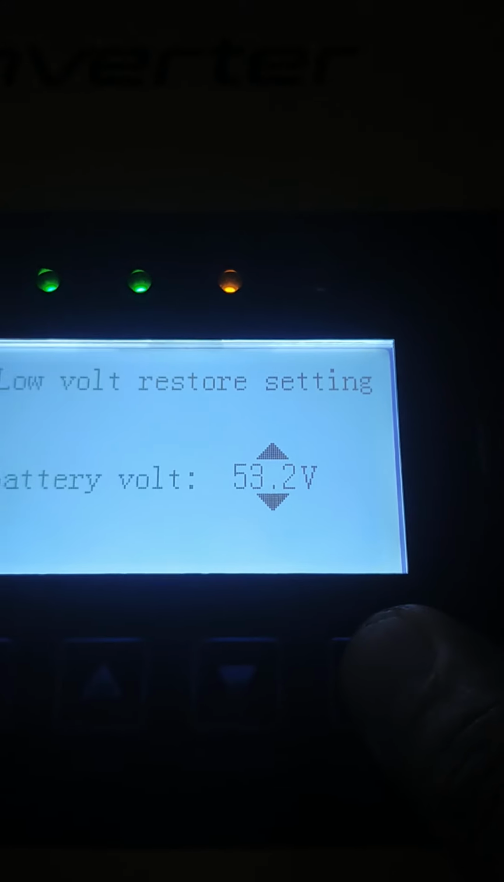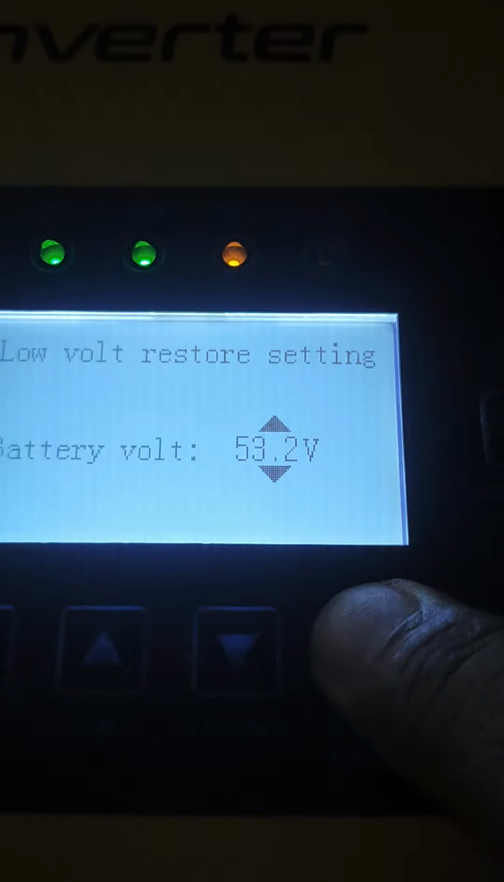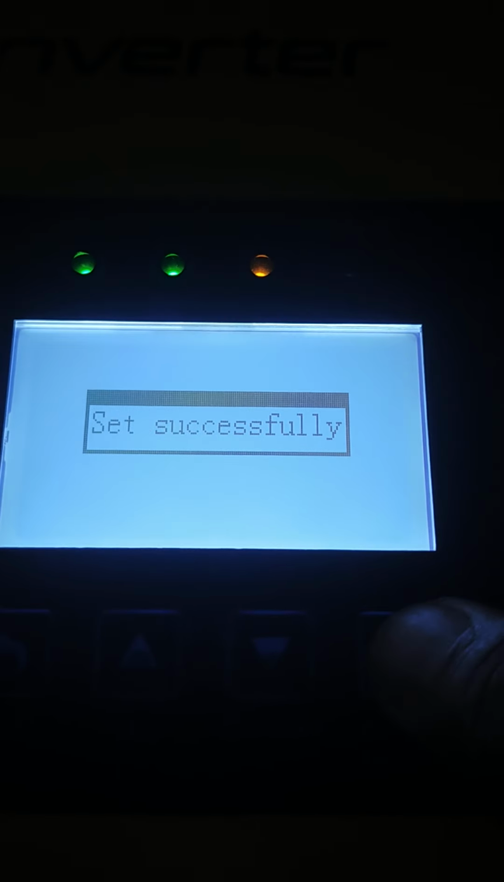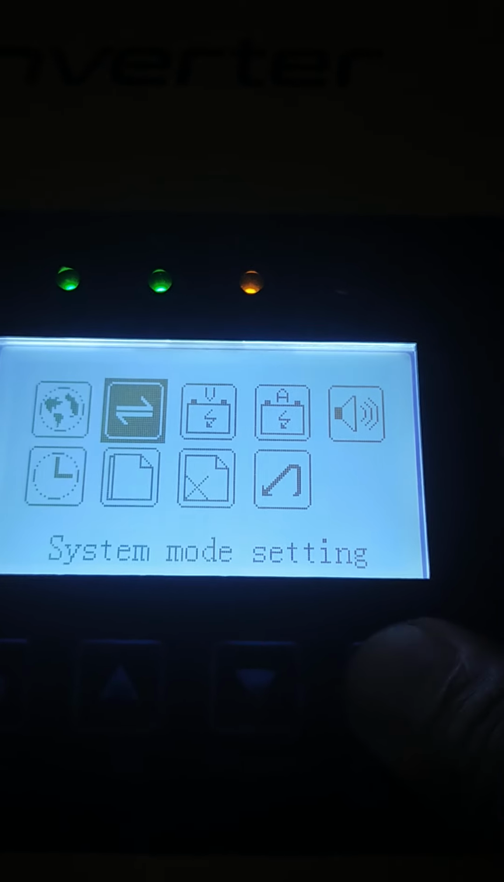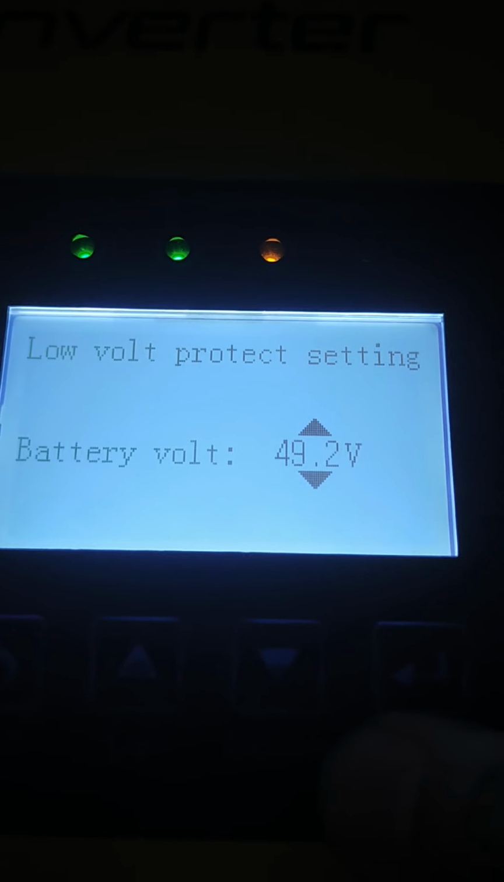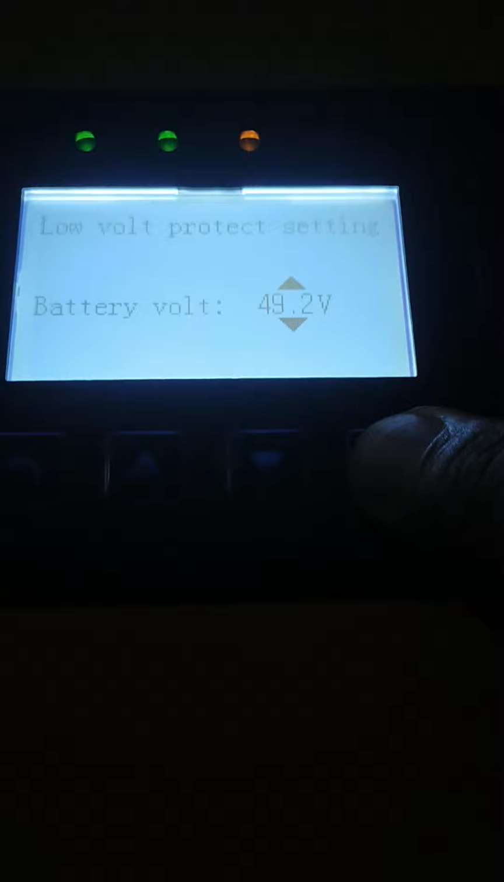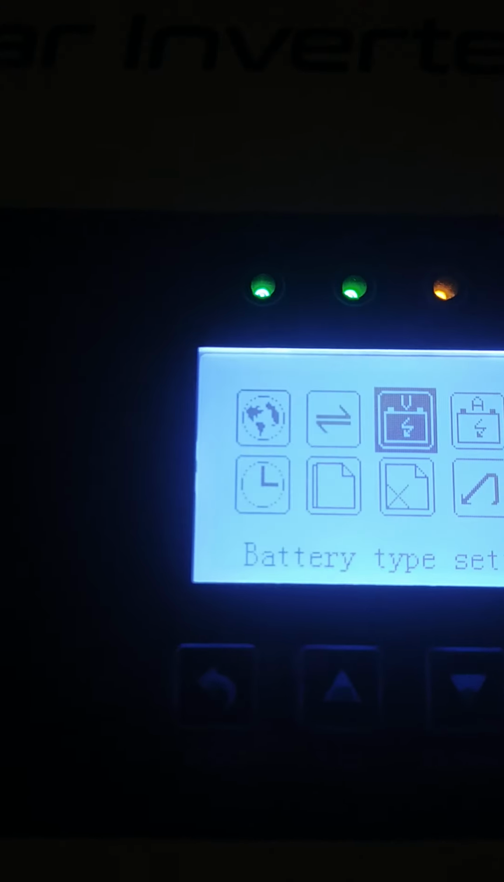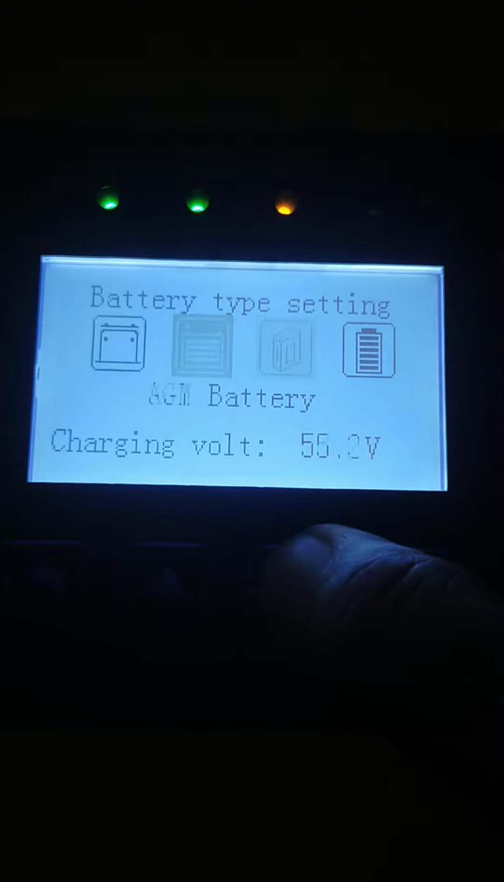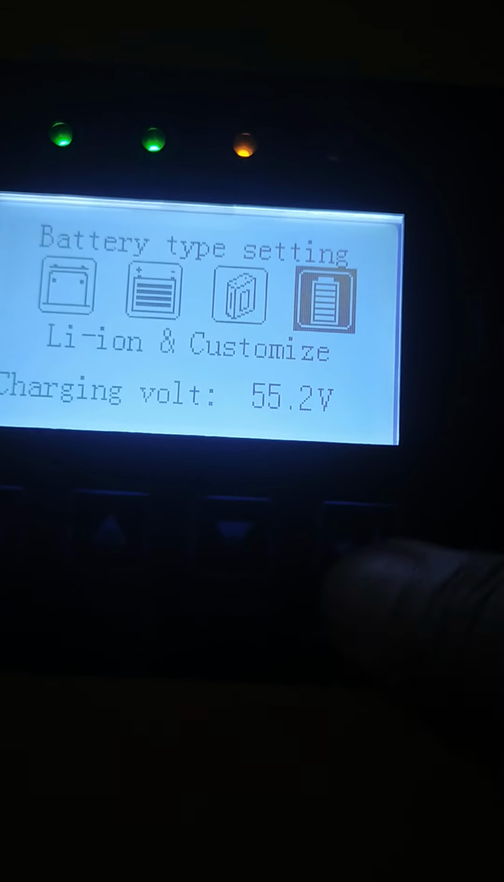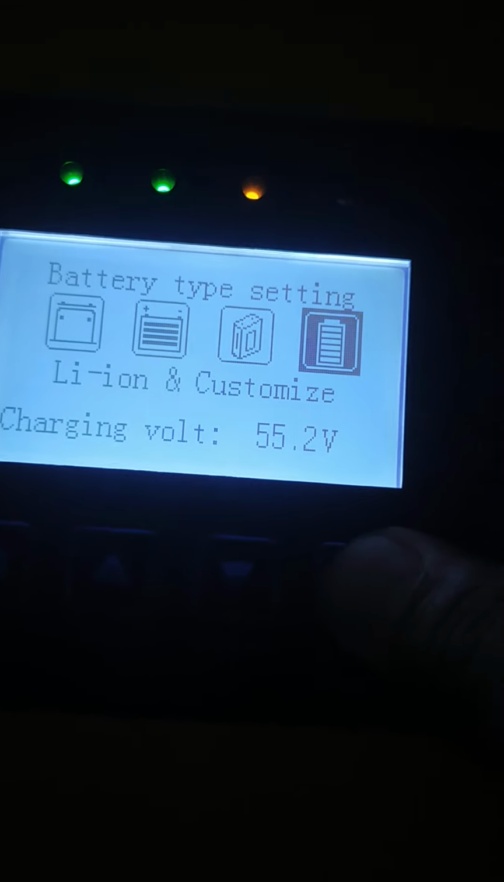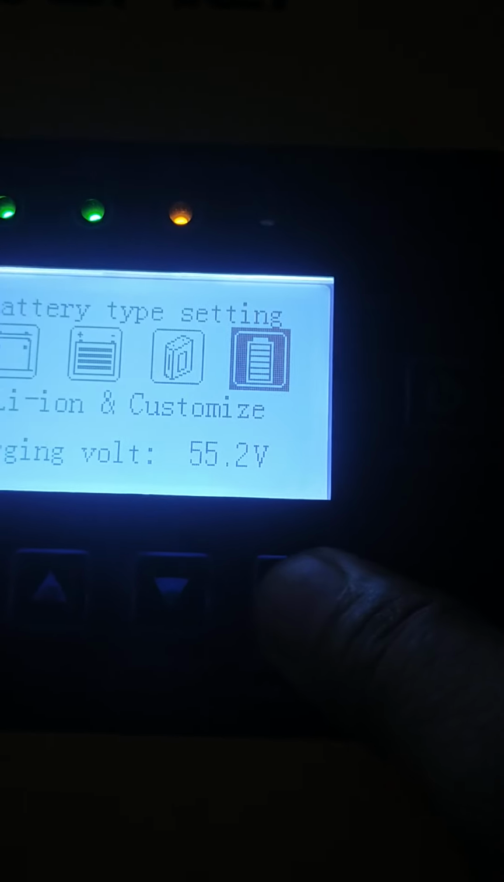Go with the battery low bat protect 49. Wait, let me pass again. Battery protect should be 49.2. That is correct. Alright. Any other selection? None. Eco mode. Ion, lithium. Battery settings, battery type is lithium.